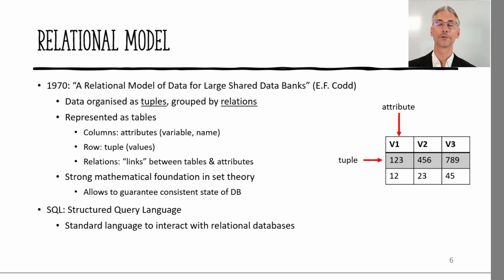And then we have different links between tables and attributes that link different of these entities together. So we see an example here on the right for 3 variables and 2 rows. The advantage of this approach is that it has a very strong mathematical foundation in set theory, and this allows strong guarantees for consistent states of databases. The way to interact with this model, or rather with the implementation in a database, is called SQL, Structured Query Language, and this became the standard language to interact with relational databases.